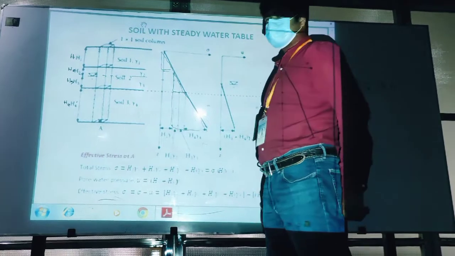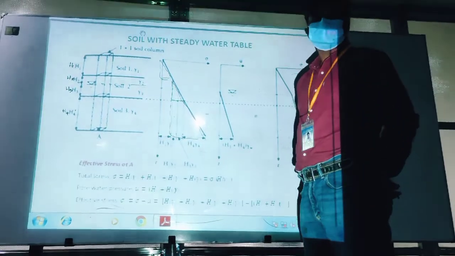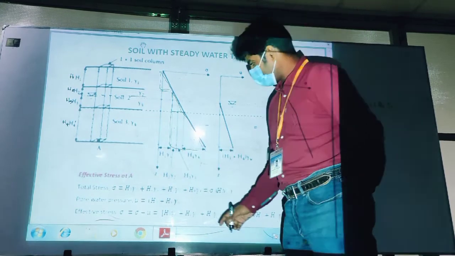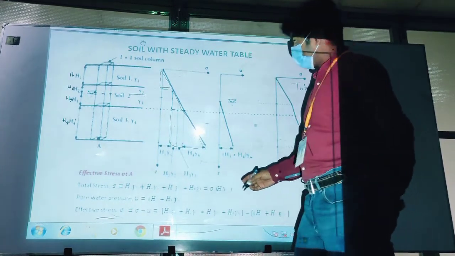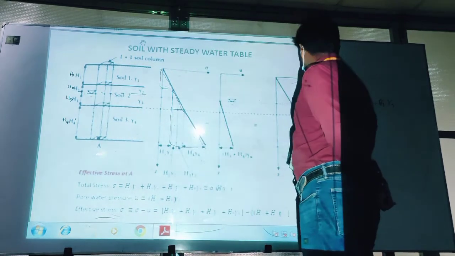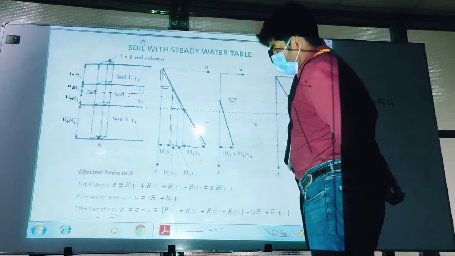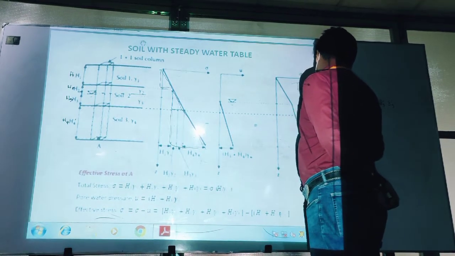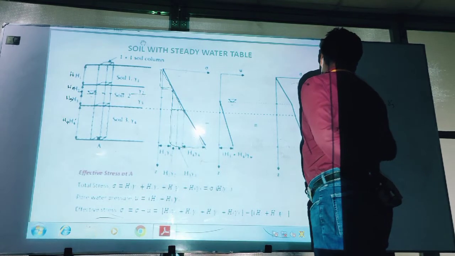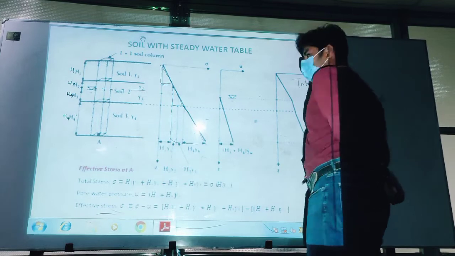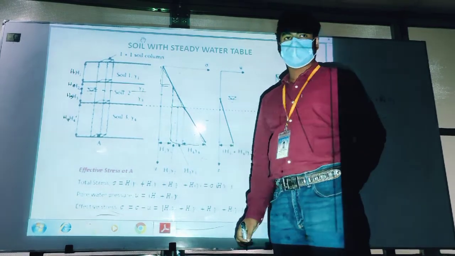Here gamma is the unit weight of soil. And here you can see submerged water. For submerged water, the pore water pressure u equals H3 minus H2 into gamma W. Gamma W means unit weight of water.